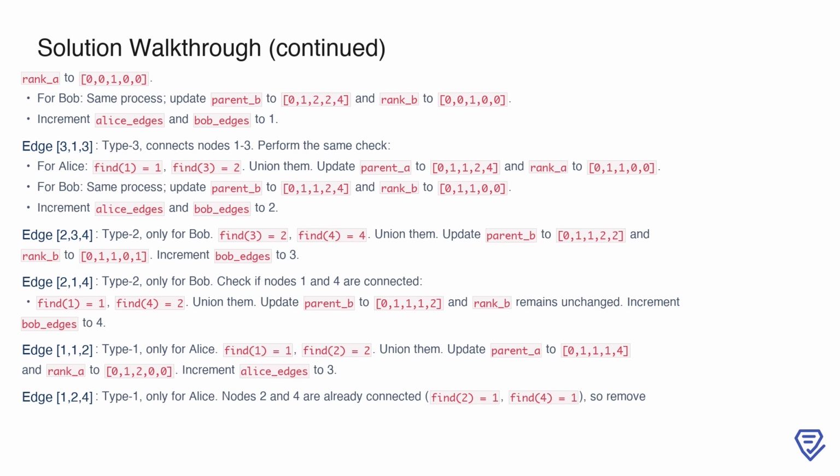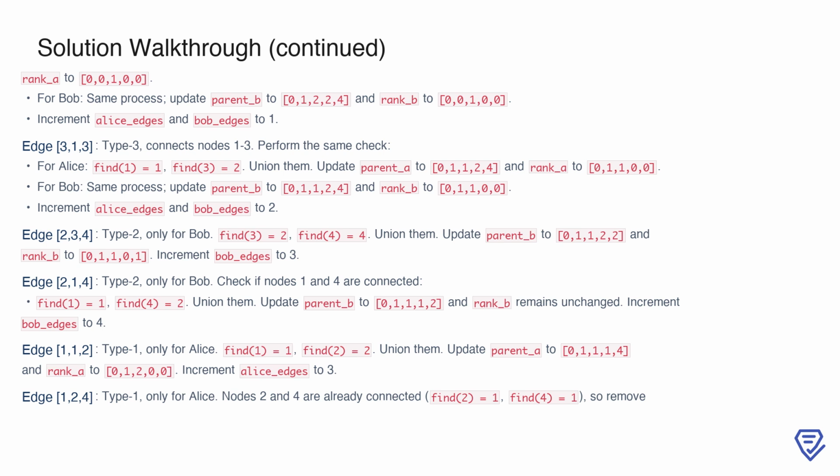Then, we process edge 2, 1, 4, another type 2 edge for Bob. Nodes 1 and 4 are not yet connected, so we perform another union operation. The parent array for Bob becomes 0, 1, 1, 1, 2, while the rank array remains unchanged. Bob's edge count increases to 4.